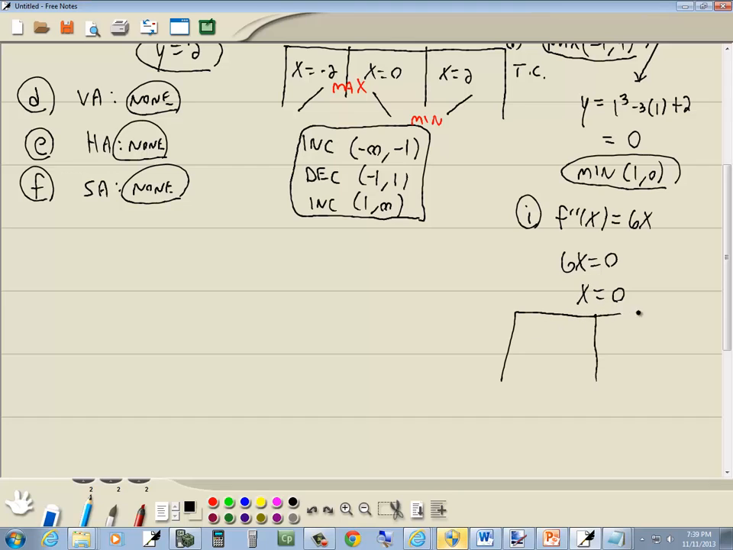And then we'll do our intervals. Clear over here is negative infinity. Clear over here is positive infinity. I will choose test cases: something between negative infinity and 0, like negative 1, and something between 0 and infinity, like 1.